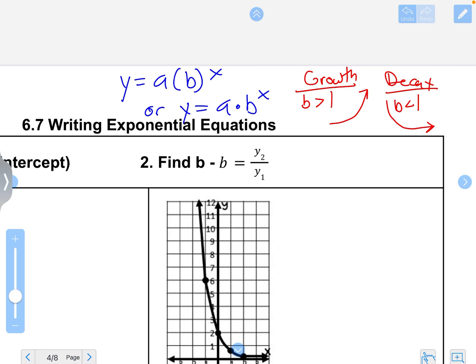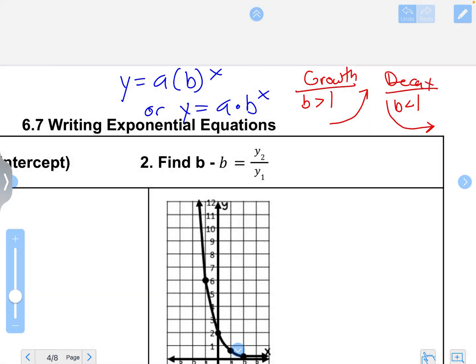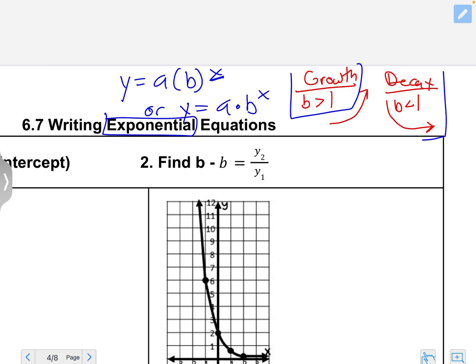Welcome to Miss Taylor's class notes, and today we're going to talk about writing exponential equations from graphs and from tables. So let's real quick remember what we talked about last time. Our exponential equations are y equals a times b to the x, and our x is an exponent. These are going to curve either up or curve down. If it curves up, it's a growth. If it curves down, it's decay.